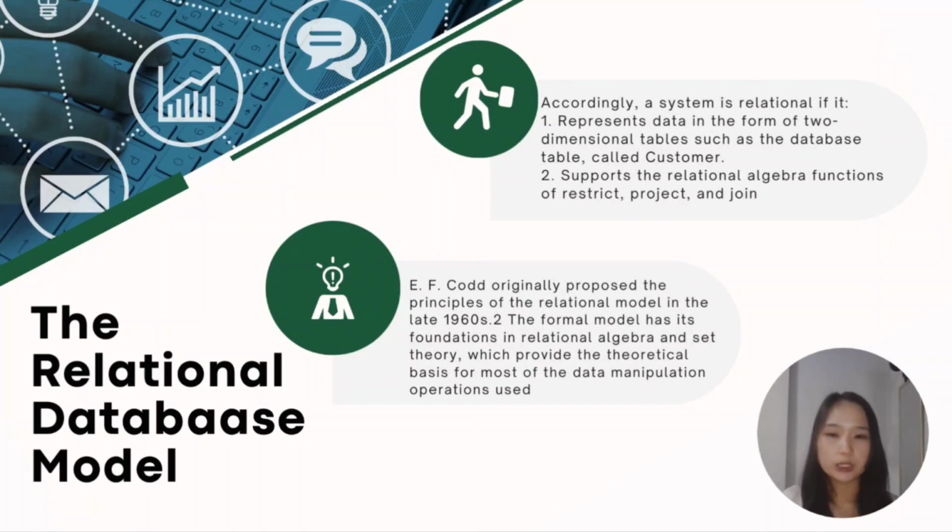So, according to this, a system is relational if, first, the representation of data is in the form of two-dimensional tables, such as a database table called customer, and second, if it supports the relational algebra functions of restrict, project, and join.